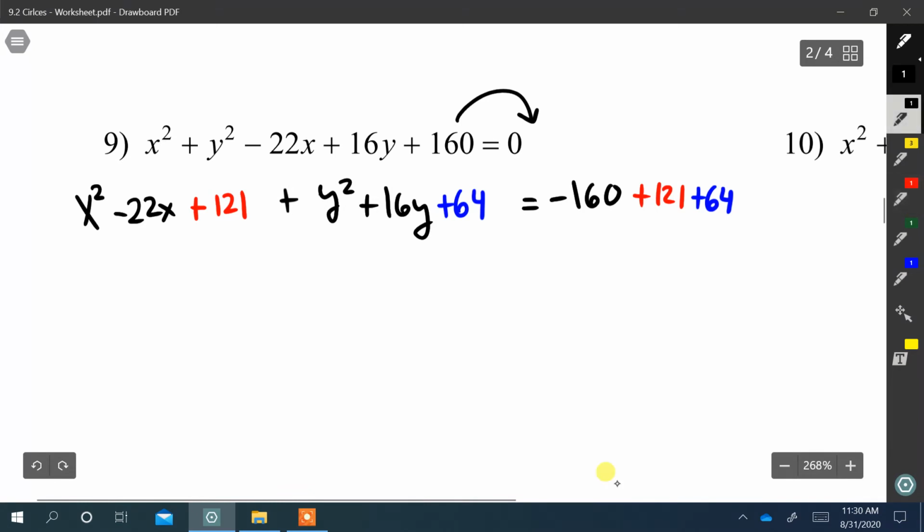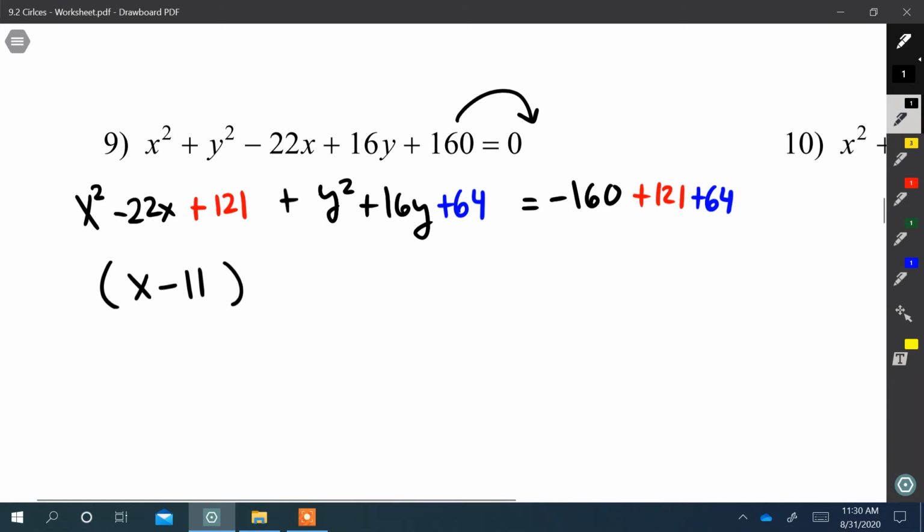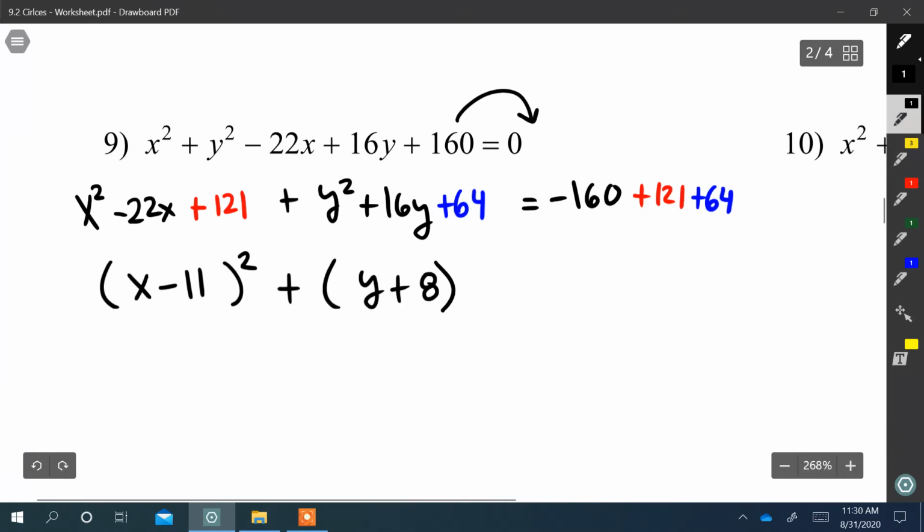Okay, now we're going to factor that. That will be x minus 11. How did I get 11? You divide the 22 by 2. You get negative 11. This one will be y plus 8. 16 divided by 2 will give you that 8 right there. So we got negative 160 plus 64 plus 121. That will be 25 is what I got.